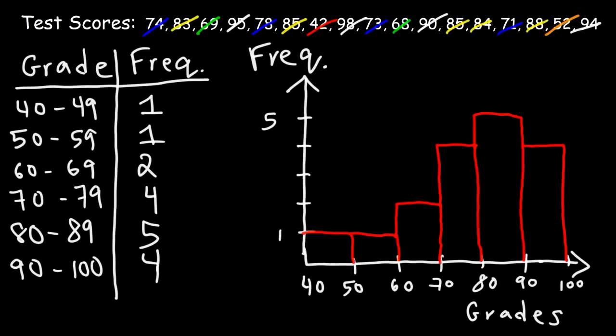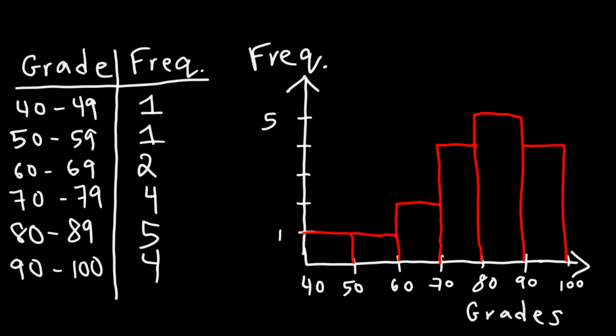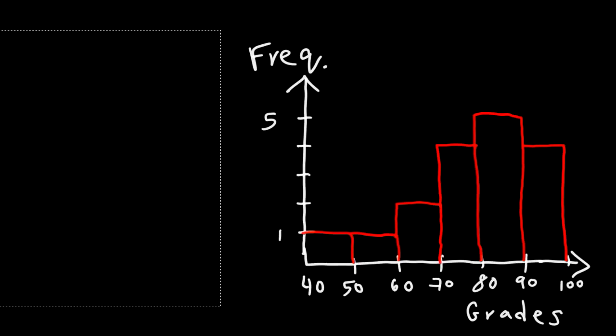Now here's a question for you. Using the histogram that we have on the board, would you say the data is symmetric, or would you say it's skewed to the right or skewed to the left? What would you say?